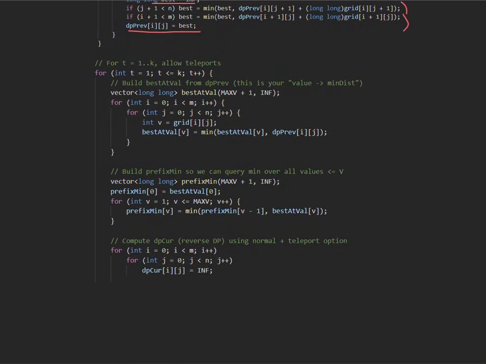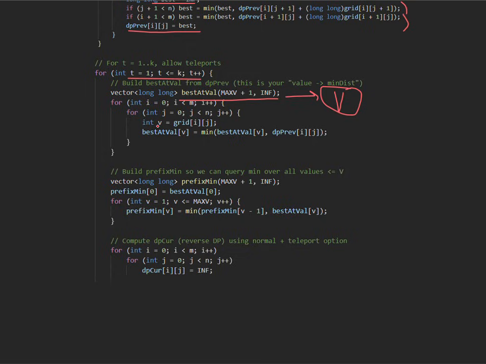And then for every teleport t equal to 1 to k, first of all we store the best value. So what is the best value? I have told you about a vector in which we store the minimum distance from any cell whose value is v to the final cell. Suppose there are 5 cells whose value is v. In this, best value of v will store the minimum distance of all those cells having value v. So we'll be calculating best value v.